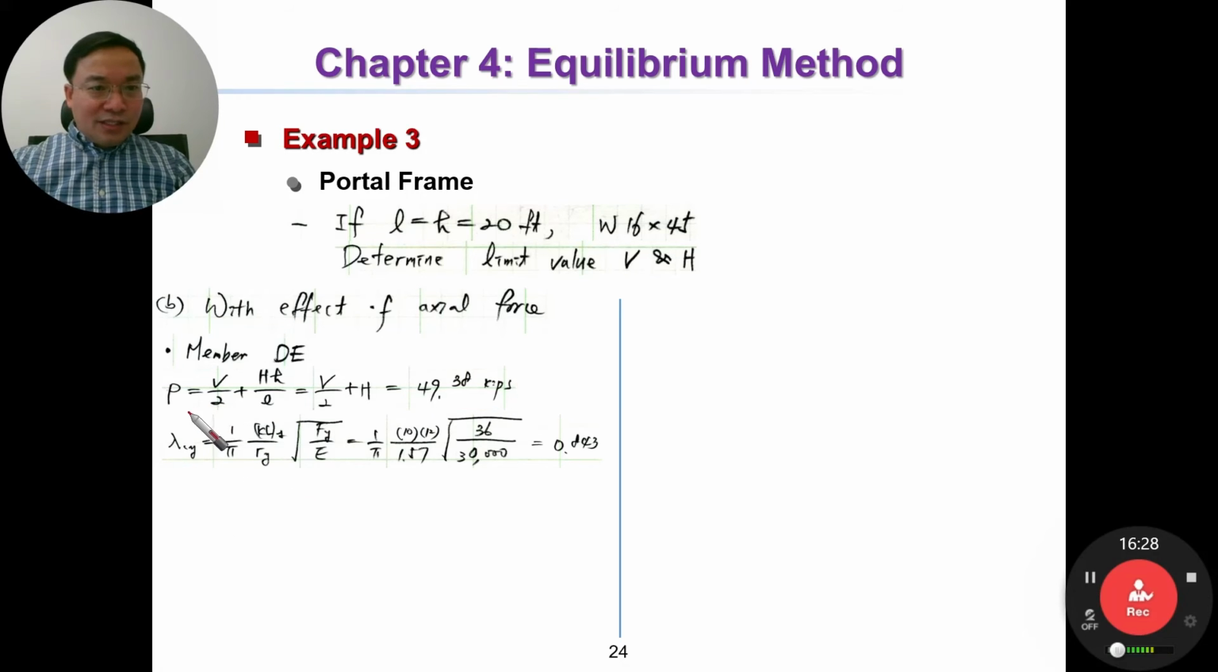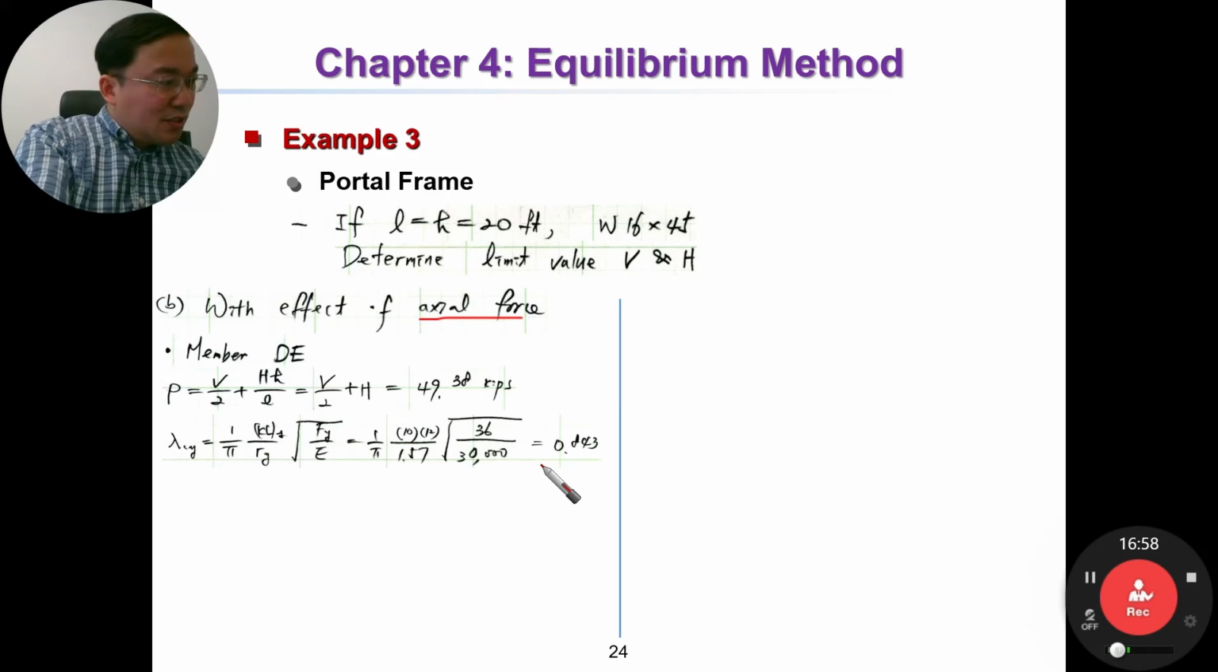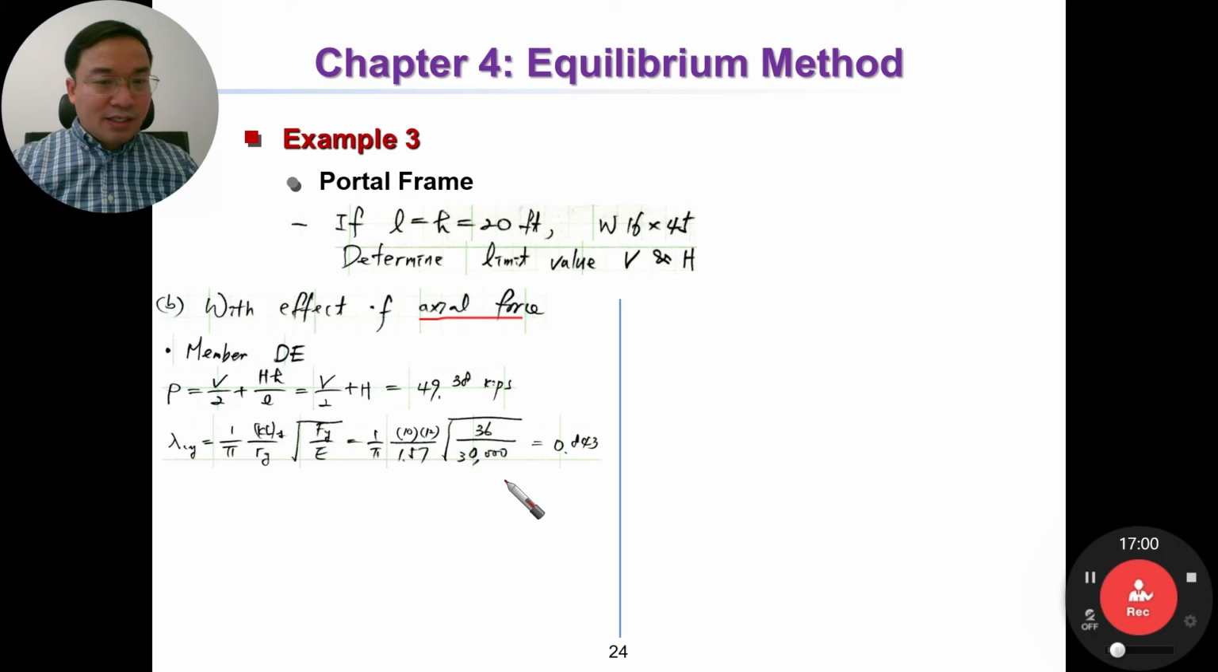Have you ever seen this equation before? And do you know why we check this one? For compression, we use the slenderness ratio to check. For compression, when we consider the axial force, the effective axial force, we have to consider the slenderness ratio. And if you don't know why, then please check in your textbook.